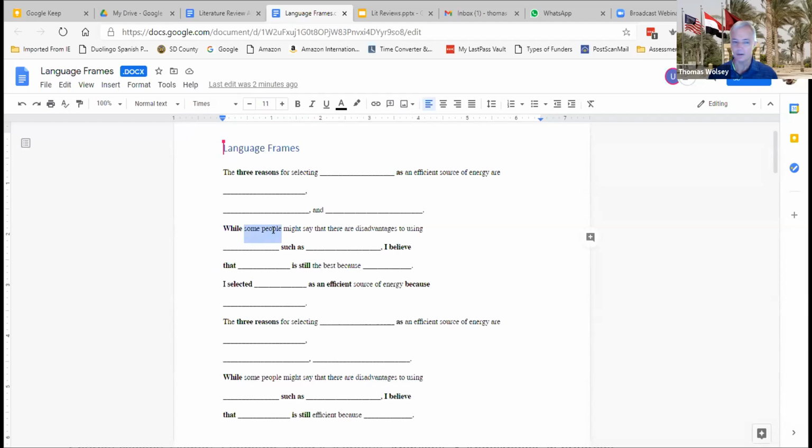A note of caution here is that these use first person in this case, but some professors encourage you not to use first person in your academic writing. There are reasons to do so and to not do so. But even so, you can still think of the frames as a way to start thinking about argumentation. So in this case, the 3 reasons for selecting solar energy as an efficient source of energy are blank, blank, and blank. Okay, so in this case, we haven't used the first person pronoun I, but we've still kept the basics of the language frame. You see the difference here?